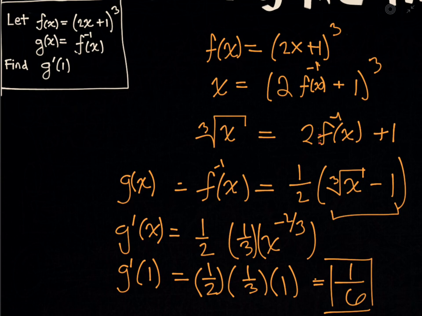So again, what we did is we started here with our function, we switched them both, and then we ended up solving down here to get the inverse. Then we took the derivative of the inverse here, and then we plugged in the coordinate right there to get our final answer, 1/6.